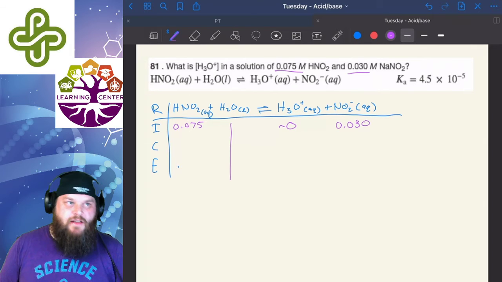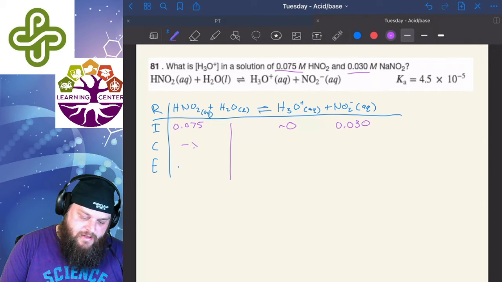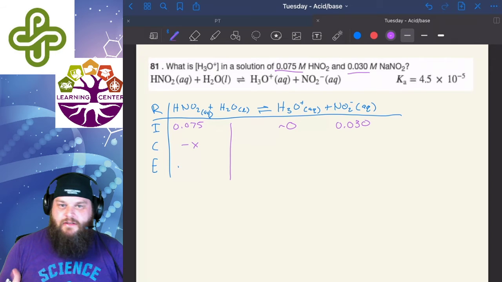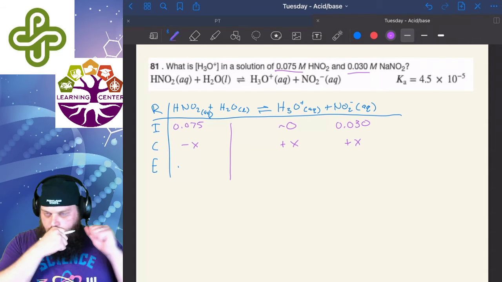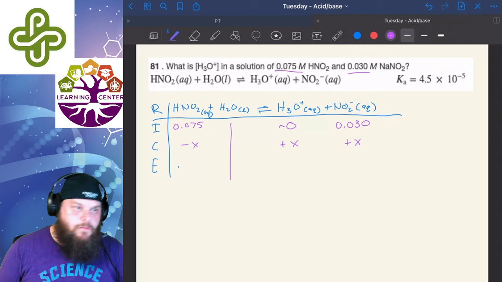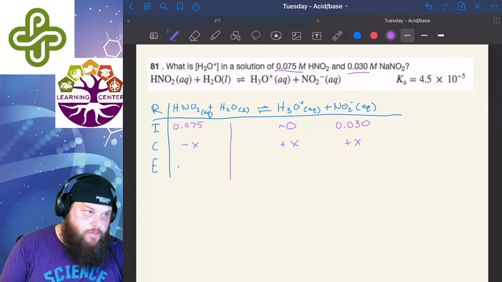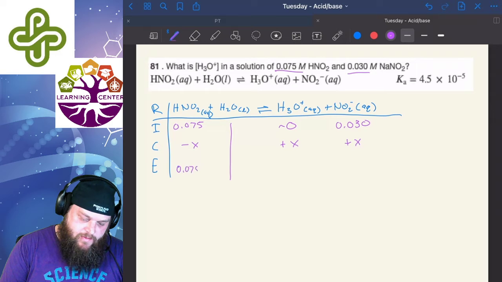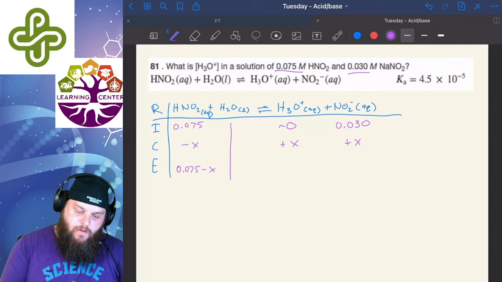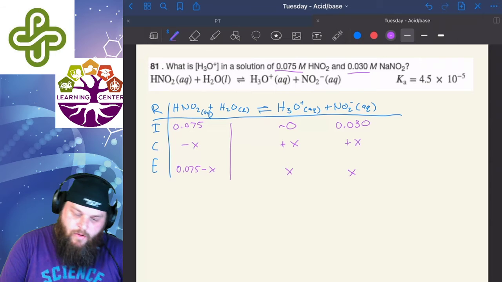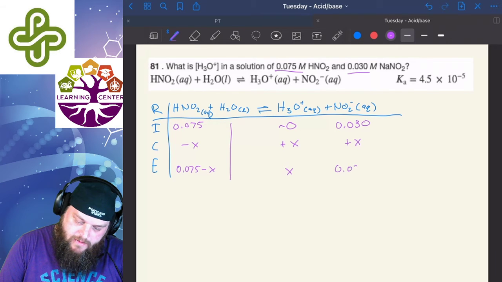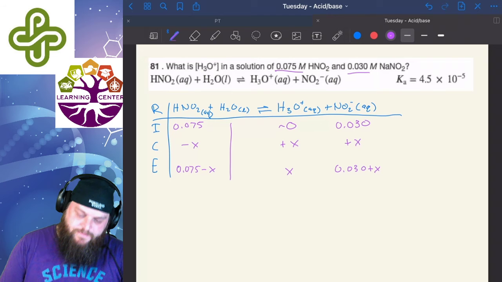Now the change in that concentration, again, this is going to go down by some value x number of moles. At the same time, we're going to go up by x here, and we're going to go up by x there. That means that at equilibrium, we're going to have 0.075 minus x for my HNO2. We're going to have x for my hydronium. We're going to have x for my NO2. Or not just x, I'm sorry. 0.030 plus x. There.